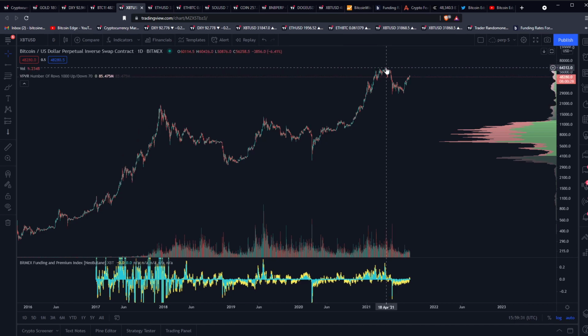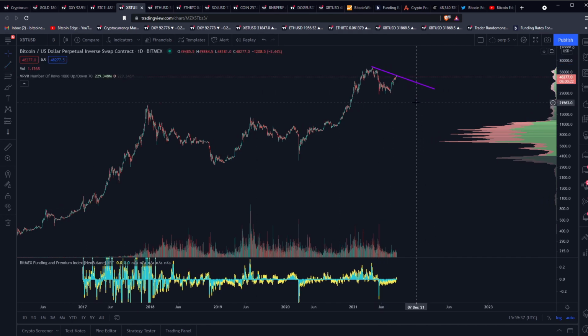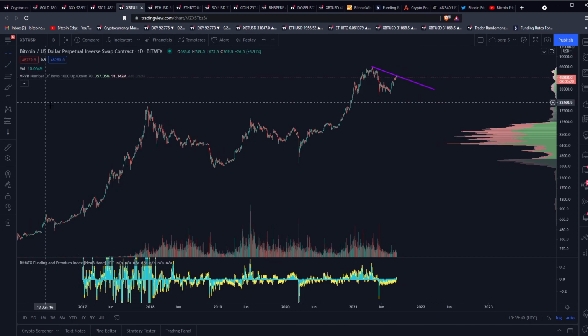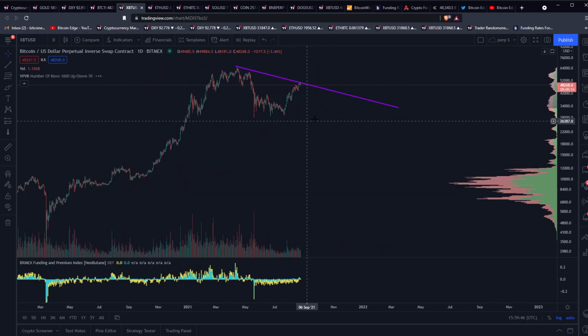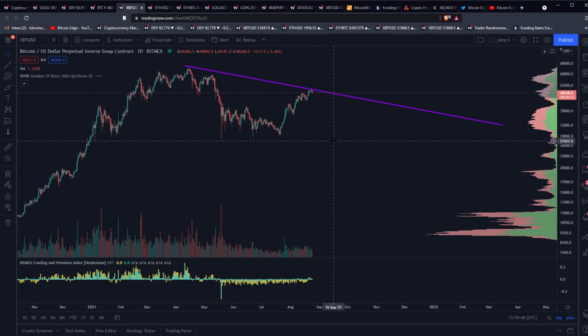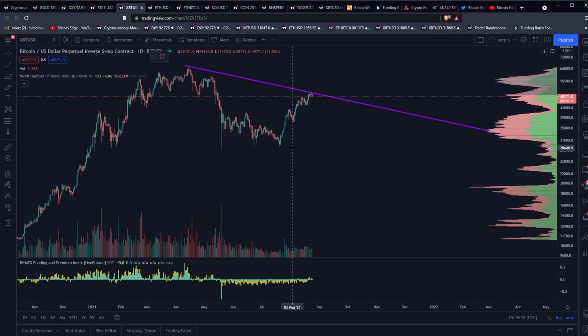Is this a lower high? Are we gonna build some sort of pennant over here? Or are we gonna build something over here? For me, that is the question, which I do not know the answer to yet. Just wanted to let you guys know.